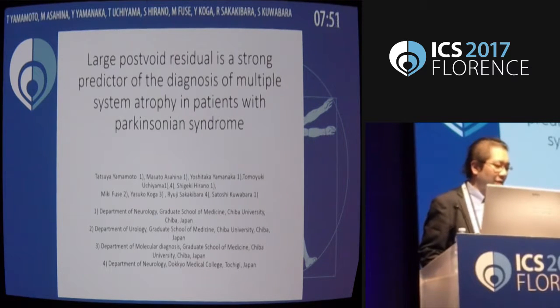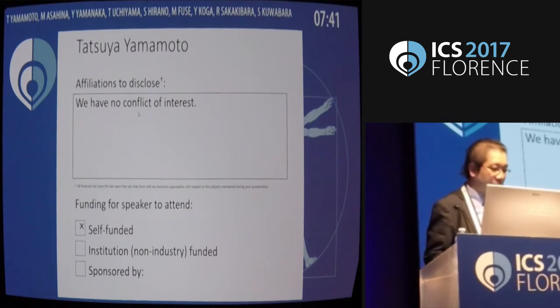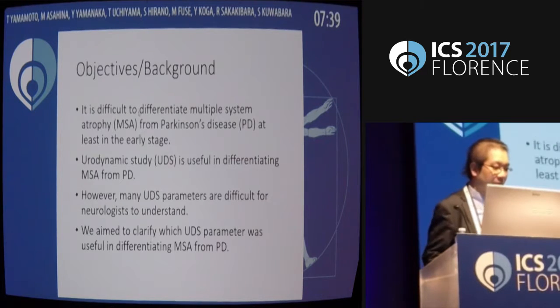So I will talk about the large postvoid residual as a strong predictor of the diagnosis of multiple system atrophy in patients with Parkinsonian syndrome. We have no conflict of interest.